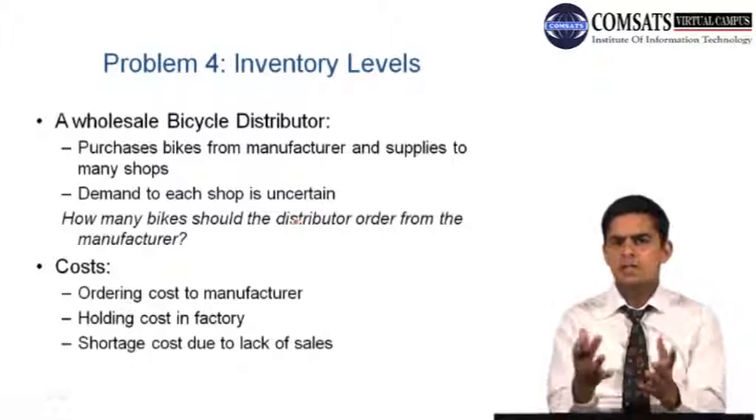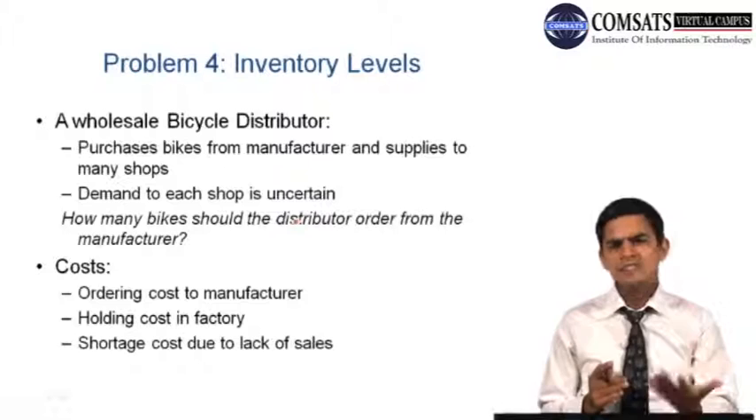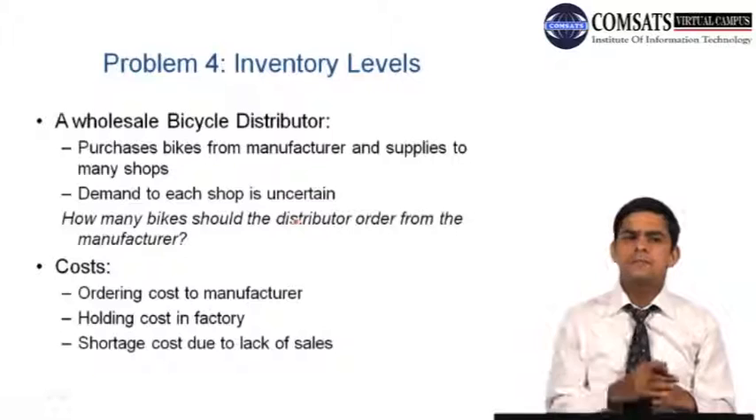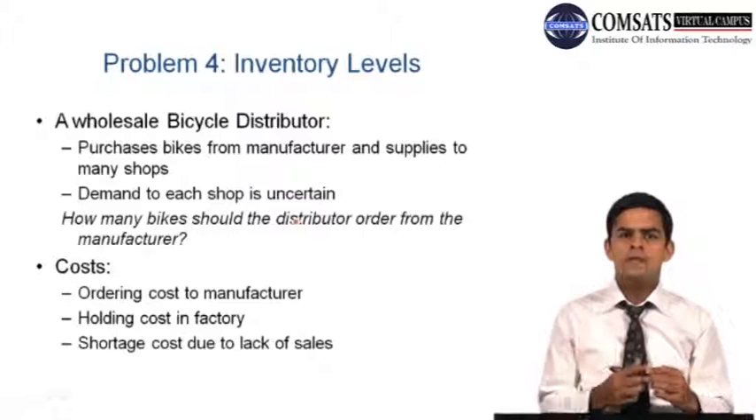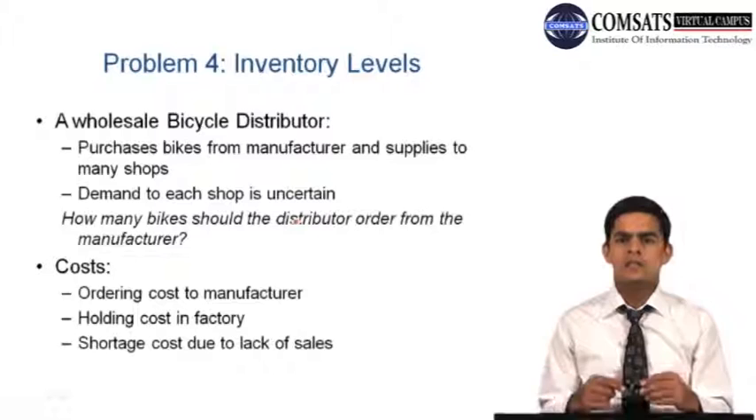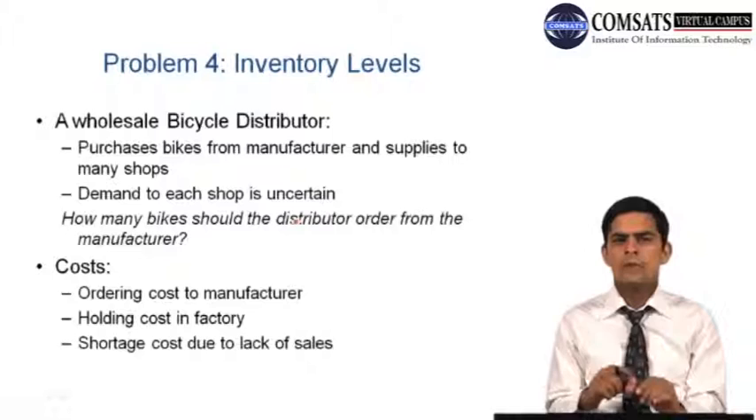Okay, then there are certain limitations on him. He is buying them from a manufacturer, so he has to pay them. Maybe he only has a finite amount of money, as we all usually have. So maybe he only has, let's say, 200,000 rupees. That's all he can spend. So there is only a fixed number of bikes that he can purchase, because he has only 200,000 rupees.